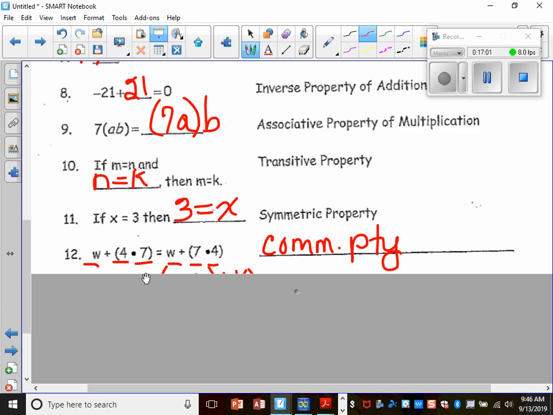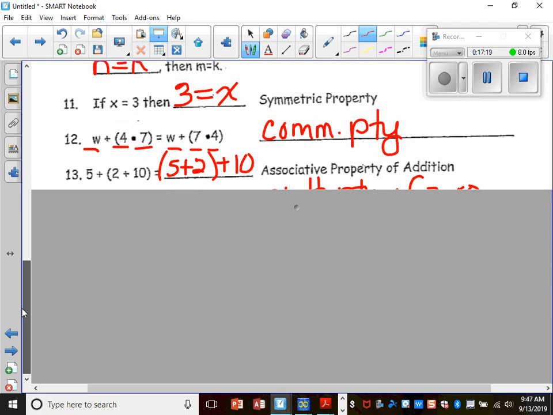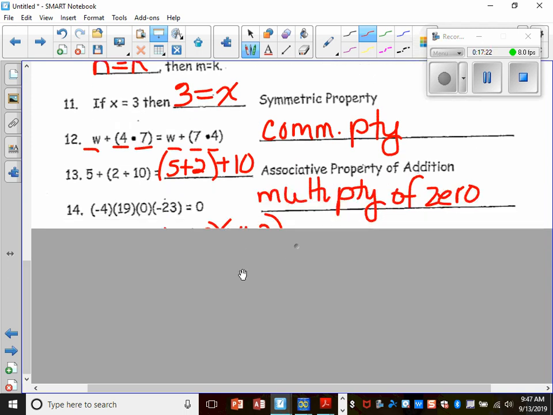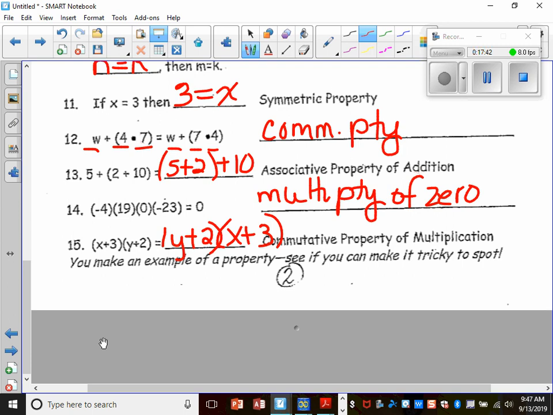All right, this is the commutative property. Don't let those parentheses fool you. It's not associative, because notice that the terms are not in the same order. We have W47, we have W74. So the order changed. Number 13, just shifting the parentheses. 14, that's the multiplication property of 0, because they can multiply as many numbers as they like. Once they put 0 in there, it equals 0. And just doing the commutative property, you're just flip-flopping the parentheses again, and that's it.